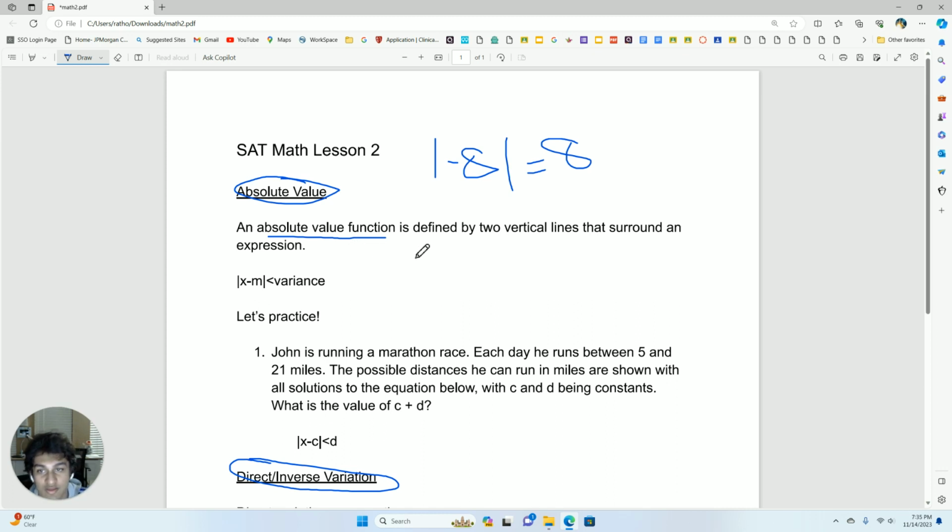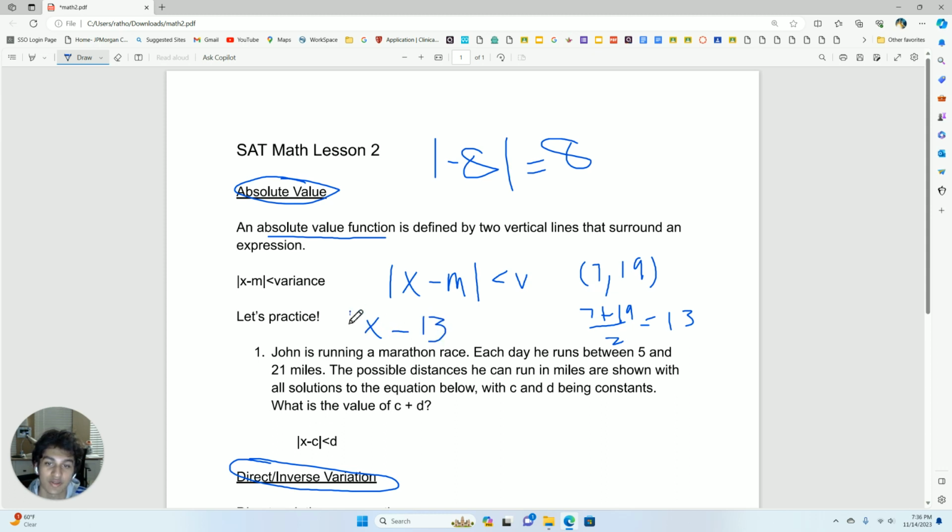On the SAT math section, you'll probably see a question with an absolute value inequality, and it looks something like this: the absolute value of x minus the midpoint is less than the variance. The midpoint is just the middle of two values in a data set. If they give you a range of numbers from 7 to 19, for example, the midpoint is just the average of these two endpoints. That is 7 plus 19 over 2, which is 26 over 2, which is 13. So the midpoint is 13.